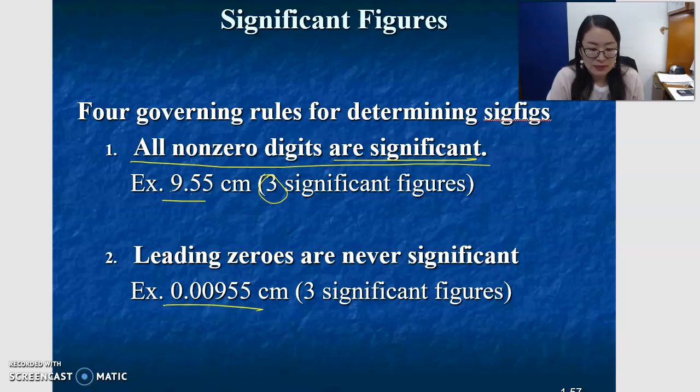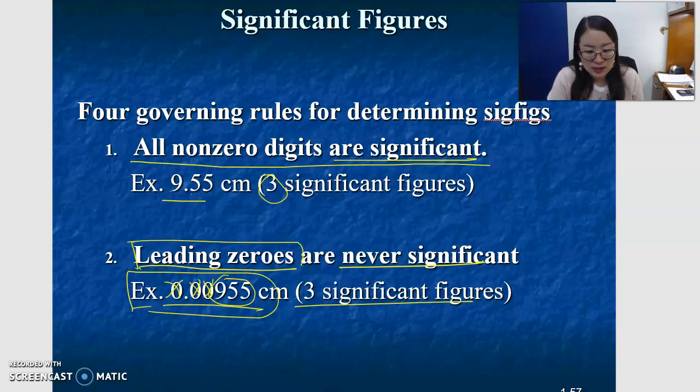Look at this number, 0.00955. There are some leading zeros, the zeros before the non-zero digits. Leading zeros are never significant. That means this one doesn't count, this one doesn't count, this one doesn't count. Only these three non-zero digits count, which is still 3 sig figs for this measurement. Okay? Leading zeros are never significant, never count.